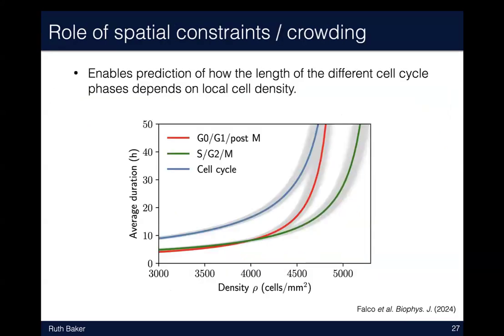One of the useful things you can do with this is make predictions of how long each of the phases are. Yes, we did put G0 in there. How long each of those phases is as a function of cell density, and then we can also predict how the cell's total cell cycle length depends on the local cell density, which was good.